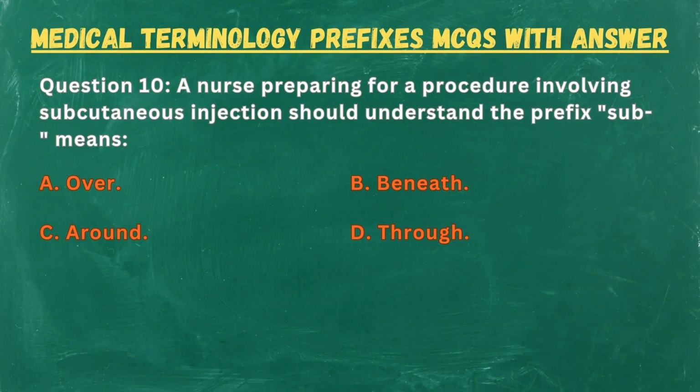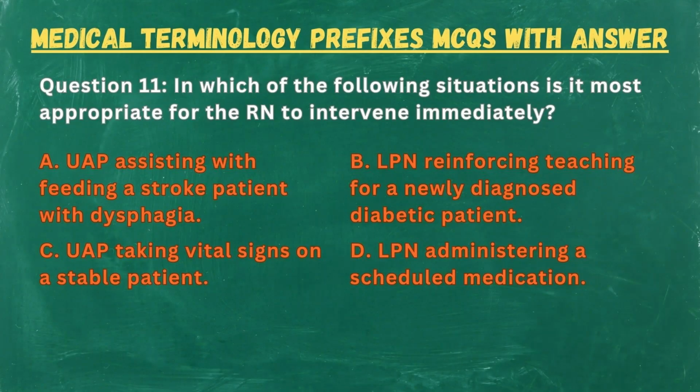Question 10. A nurse preparing for a procedure involving subcutaneous injection should understand the prefix sub- means: A. Over. B. Beneath. C. Around. D. Through. Answer: B. Beneath.